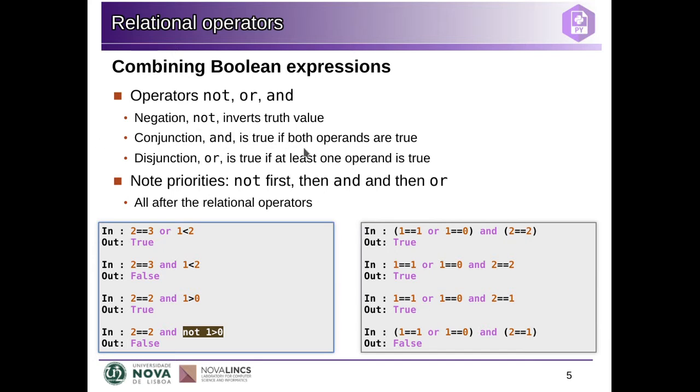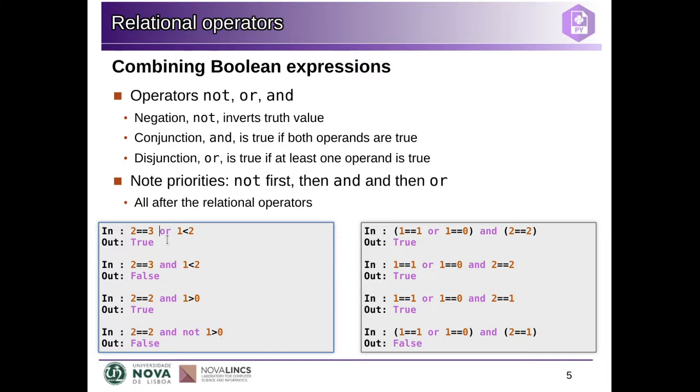And is a conjunction. It's true if both operands are true, and disjunction is true if at least one is true. So in this case, this expression here is false because first priority is the not, so not negates this comparison. Since this would be true, this becomes false, and now we have true and false, which is false. There are other examples here.